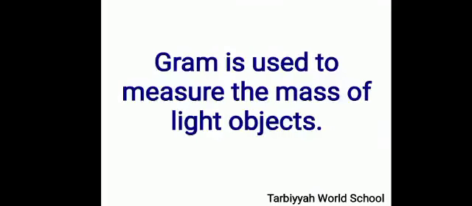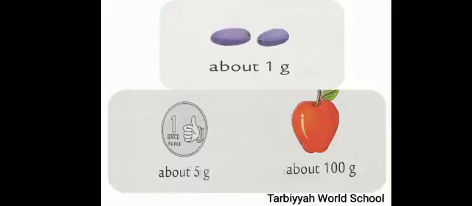Now see, gram is used to measure the mass of light objects. For example, the 2 stones is about 1 gram, and a 1 rupee coin is just about 5 grams, and an apple is just about 100 grams. So these are the light objects, so we can measure in grams.